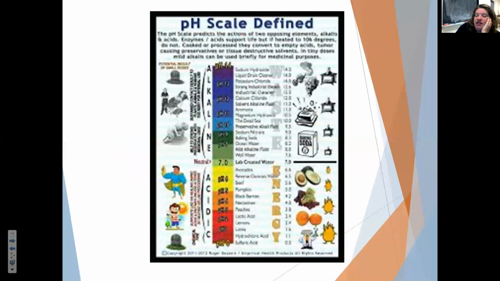And then here's another one that's nice and blurry, but it has lots and lots of examples of different substances on the pH scale. And again, this is showing alkaline is toward the higher pH, and acidic has the lower pH.